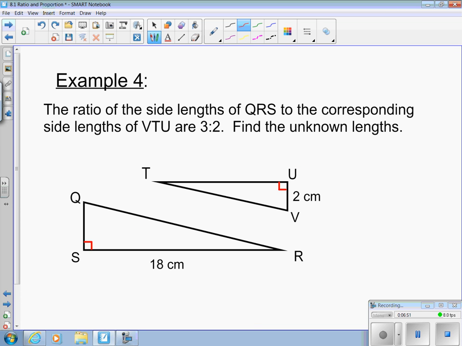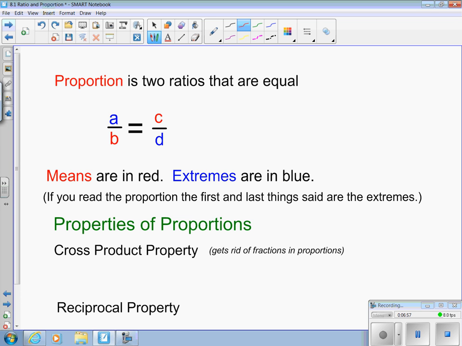I'm going to skip over this example. Feel free to pause it and try it on your own, and get on to more about what a proportion is.